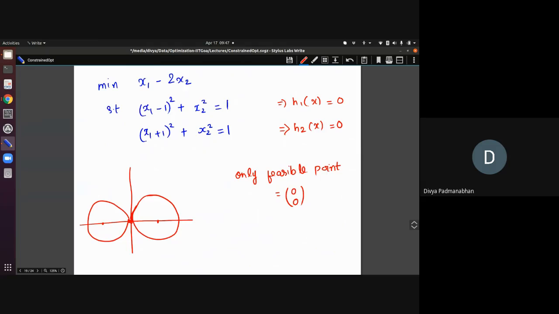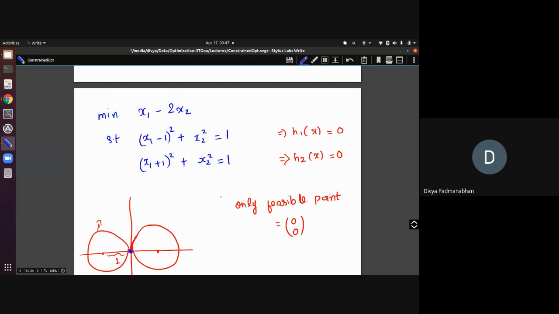So this is the curve where (x1 minus 1) squared plus x2 squared is 1. So this length is 1. And this is the other curve. It's an equality constraint, so all points on the curve, nothing inside. A point which satisfies both these simultaneously, there is only one point. The feasible point is only one point here, which is (0, 0). This is the only feasible point and it is the optimum.